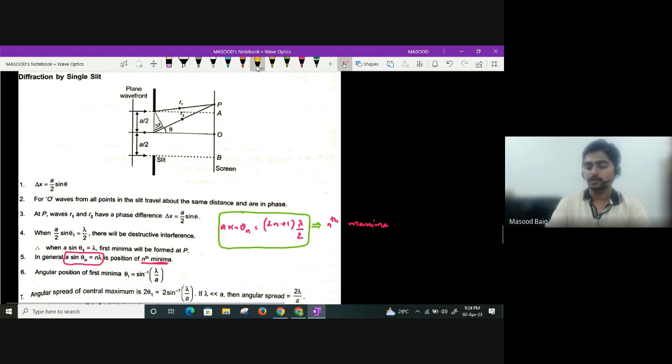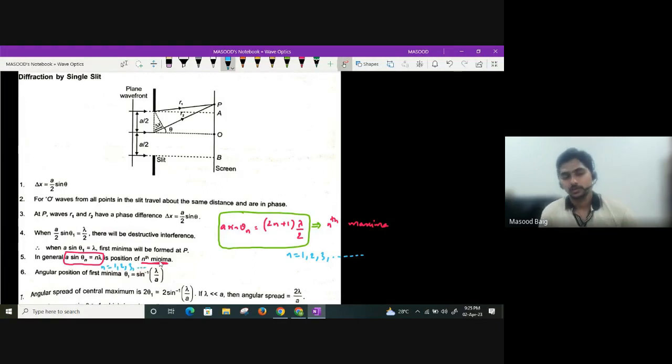And n value here will start from 1 only, not from 0, guys. Okay, here also n value will start from 1 only, 1, 2, 3, and so on. Okay, so these 2 points are very important again. So diffraction by a single slit only we usually use.